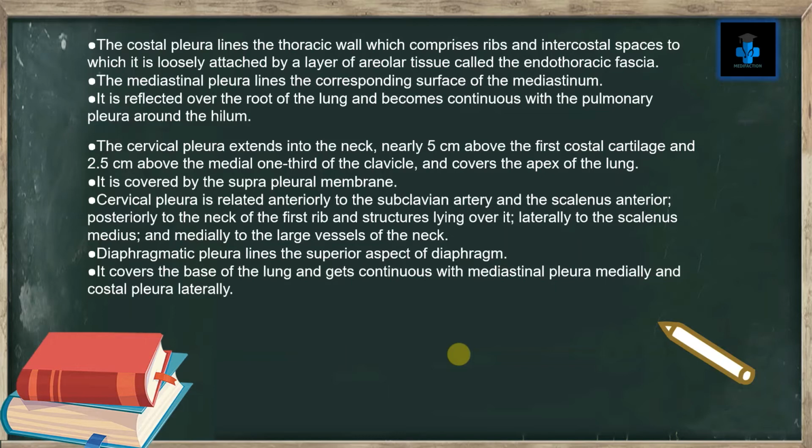Cervical pleura is related anteriorly to the subclavian artery and the scalenus anterior, posteriorly to the neck of the first rib and structures lying over it, laterally to the scalenus medius, and medially to the large vessels of the neck. Diaphragmatic pleura lines the superior aspect of the diaphragm. It covers the base of the lung and becomes continuous with mediastinal pleura medially and costal pleura laterally.